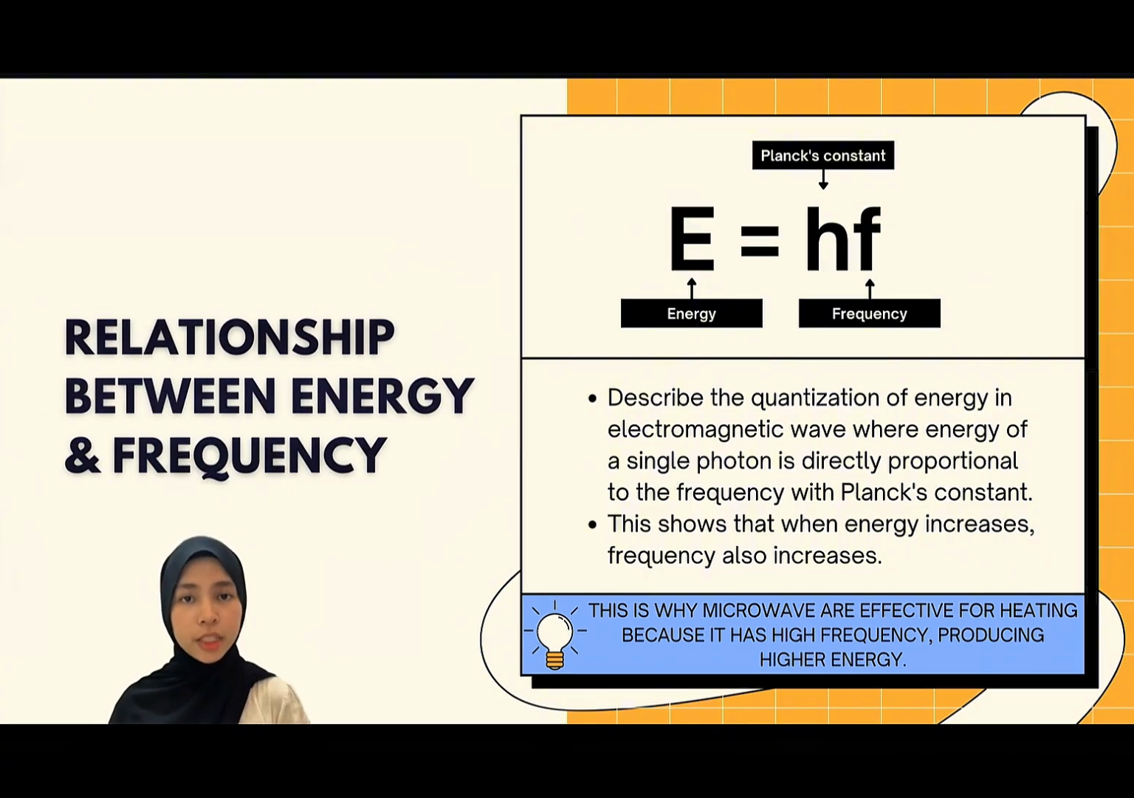Moving forward, the relationship between energy and frequency. This relationship is simplified by the fundamental equation E equals hf, where E represents the energy of a single photon, h represents the Planck constant, and f represents the frequency of the wave. This equation describes the quantities of energy in an electromagnetic wave, where the energy of a single photon is directly proportional to the frequency and Planck constant. This shows that when energy increases, frequency also increases. And this is why microwaves are effective for heating, because they have high frequency.